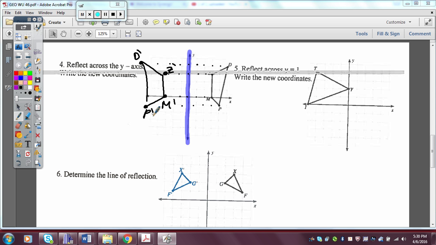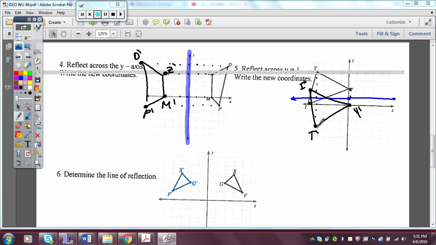Okay. Next one, I'm reflecting across y equals 1. So y equals 1 is like right here. So I need to reflect across that line. So you count the distance each point is from that line. So this value I is 1, so I'm going to go 1 above. Value T is 1, 2, 3, 4, so I'm going to go 4 below. Excuse me, Y is just 1. So I go 1 below. That's Y prime. And I reflect it.